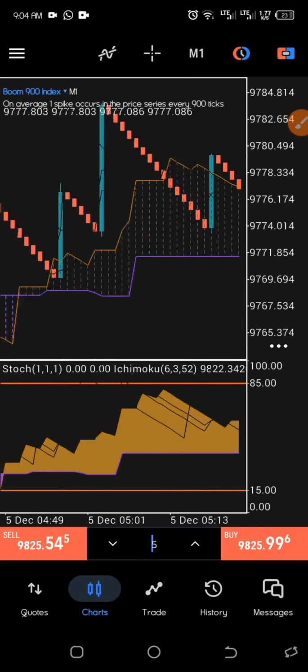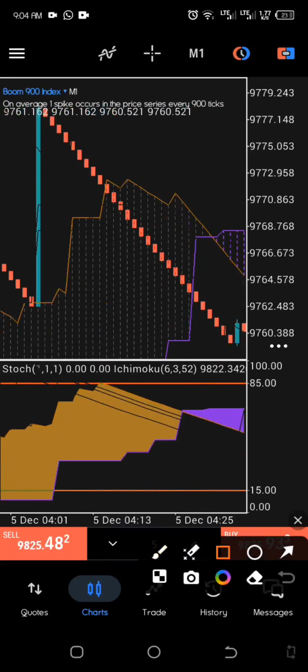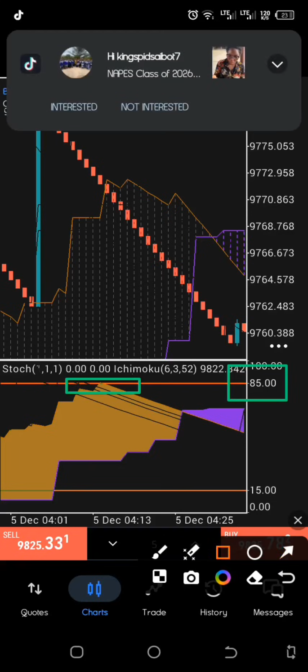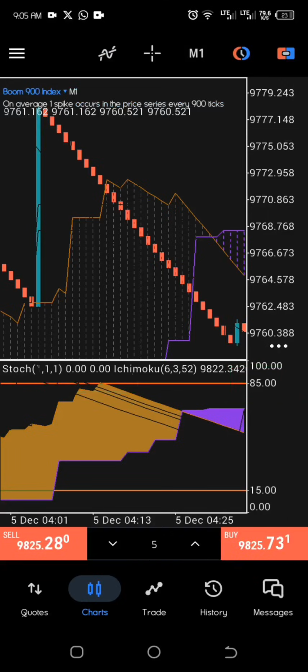This is a trade here on Boom indices. Now, how do you take a trade? The first thing you want to do is just wait for the volume to come straight to the 85 levels. Very simple. Wait for the volume to come straight to the 85 levels. When it comes straight to the 85 levels, then you look into your main chart.